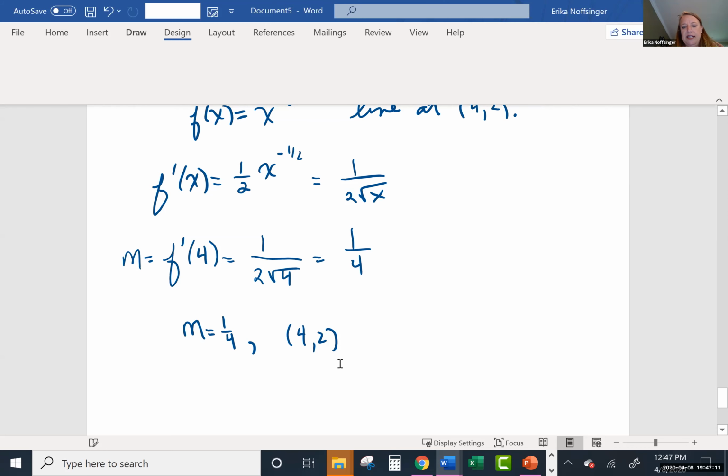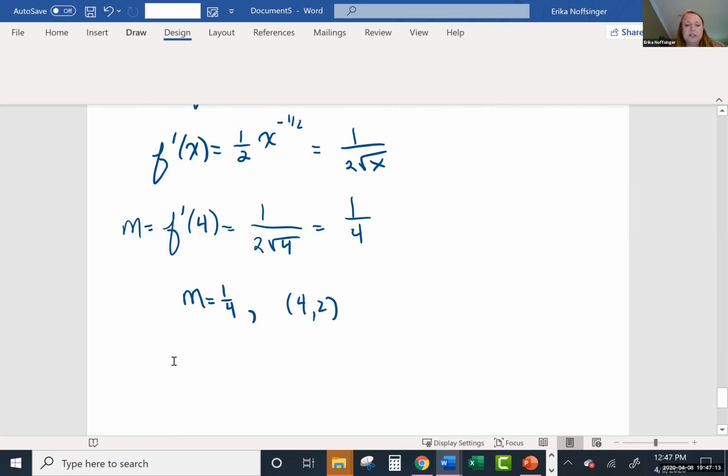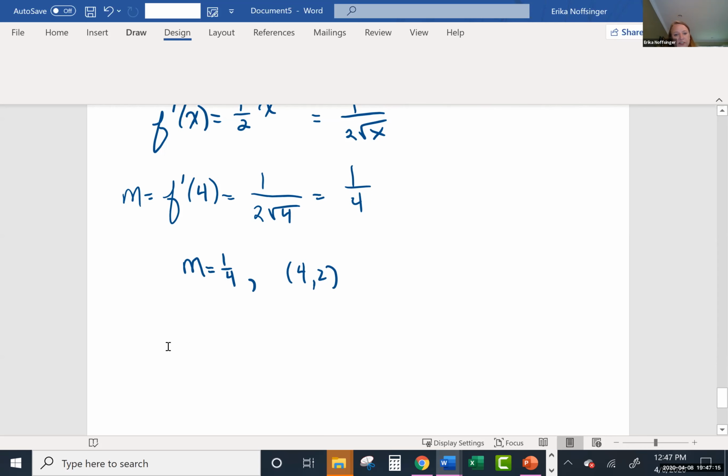So I tend to like to use my slope intercept form and find out what my intercept is. Some of you used your point slope formula. Either way, we're going to get the same result, maybe look at it a little differently. I would plug in my x and my y value and my slope into y equals mx plus b and solve for b.